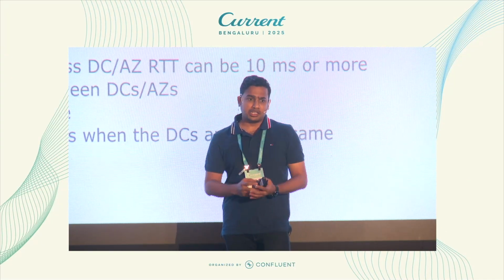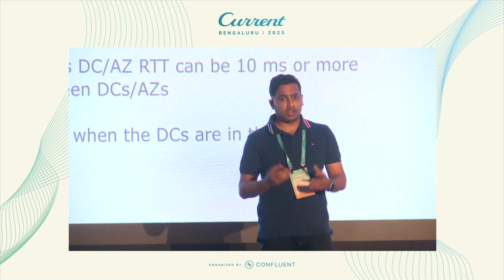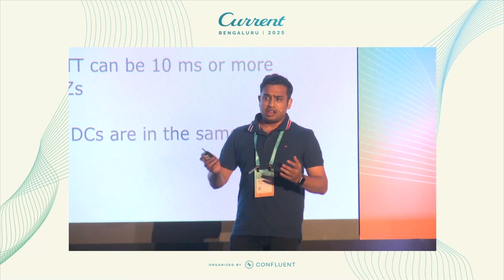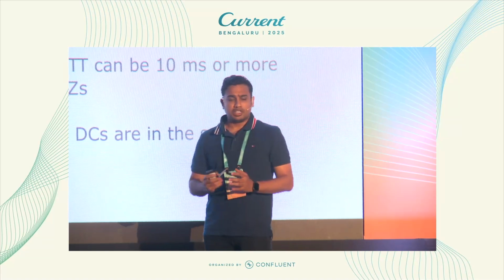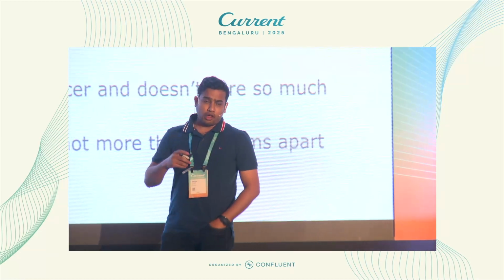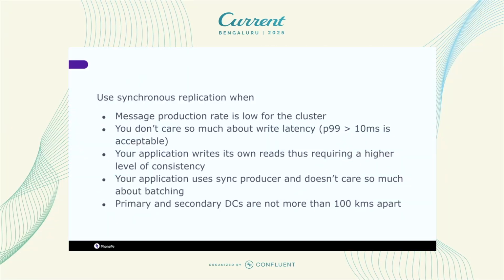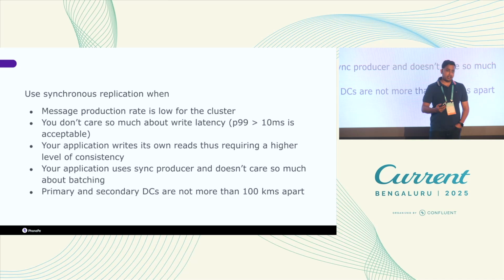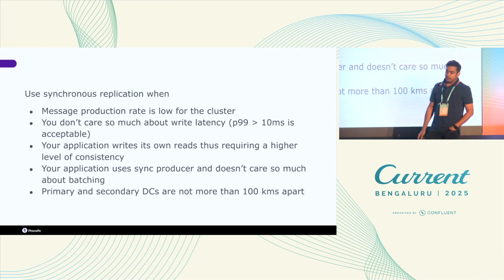For practical use cases, synchronous replication only works when your data centers are nearby. If they are more than 100 kilometers apart, synchronous replication won't be helpful for you. So you should use synchronous replication when your production rate is low, when you are producing very low message count. Or when you don't care a lot about latencies, like if your application is okay with your P99 going to 10 or 20 milliseconds, then maybe you can consider using synchronous replication. Or when your application reads its own writes, where you need a stronger level of consistency. Then again, there you need synchronous replication.